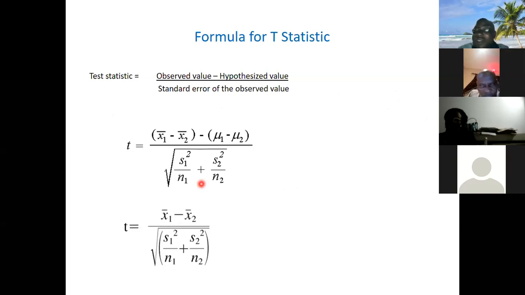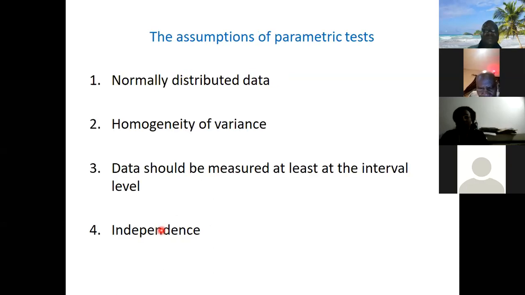Once you can conceptualize it, it's a matter of just putting in the values you get. That is why you look at this formula for the independent t-test. So from this, you're now able to conceptualize hypothesis testing. Now, let me quickly discuss the assumptions of parametric tests.